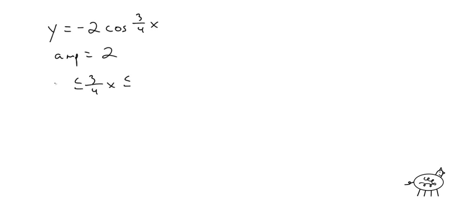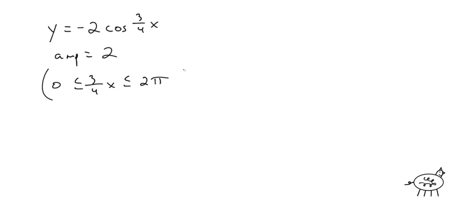How about y is equal to -2 cosine of 3/4 x? Okay, just a little nasty, not too big of a deal. What's our amplitude? Amplitude is 2, and let's set up our compound inequality between 0 and 2 pi.